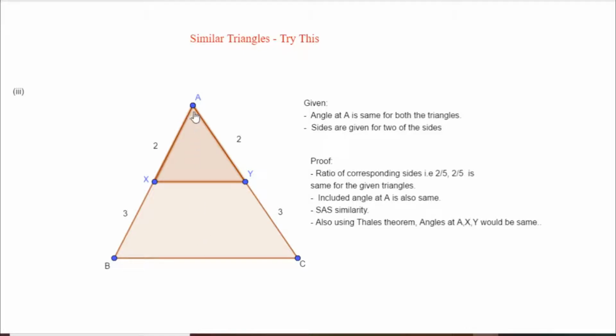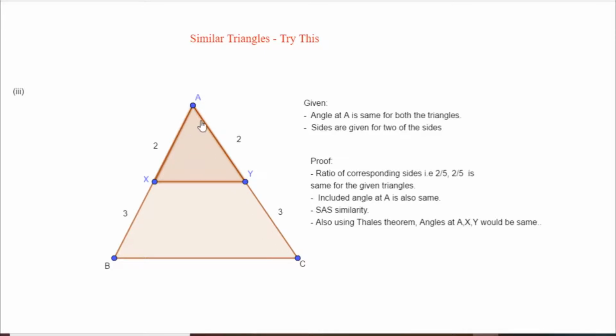So for that, angle A is anyway the same, and its adjoining sides are AX and AY for triangle AXY, and AB and AC for triangle ABC. If you take the ratio of AX and AB, which is 2 by 5. Similarly, if you take the ratio of AY to AC, this is also 2 by 2 plus 3, which is 2 by 5. So corresponding side ratios are the same for the sides AX, AB and AY, AC in both the triangles.